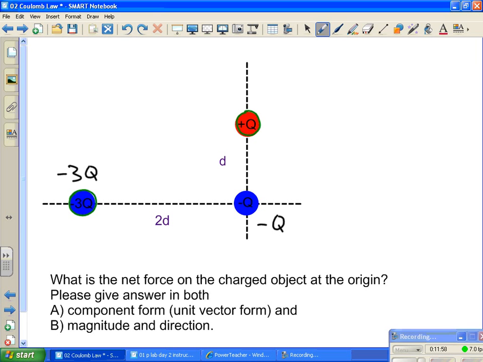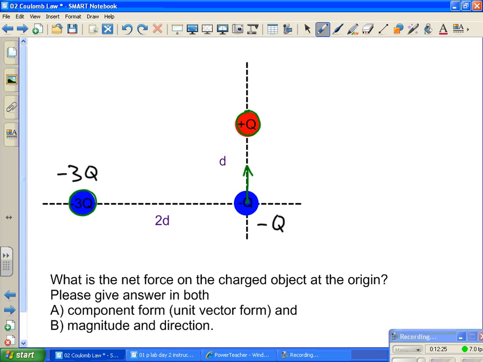Now I can calculate amounts and I can figure out direction, and let's first think about direction just with our brains. I'll look at the y-axis first. So if I think about forces on this charge from the charge up above, they're opposite charges, so that's an attractive force. So I know that there will be a force along the y-axis towards the other charge.